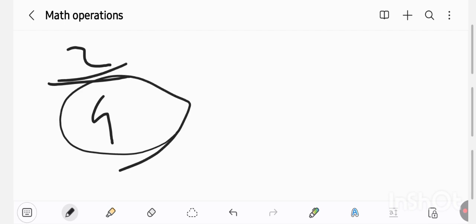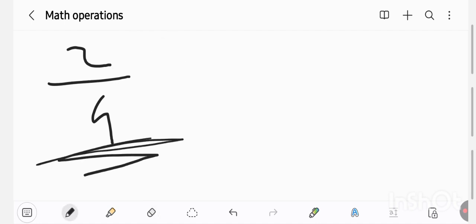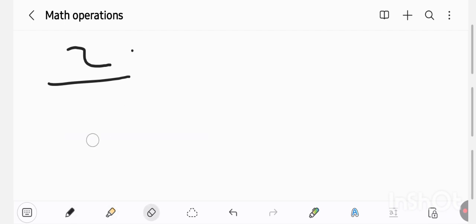Suppose you have 2 divided by 4. Here you know which one is the denominator and which one is the numerator. I don't have to say it, but still. Now here we can see that it's 2 by 4. We can think of it like repeated subtraction. Once I found that division is actually repeated subtraction.